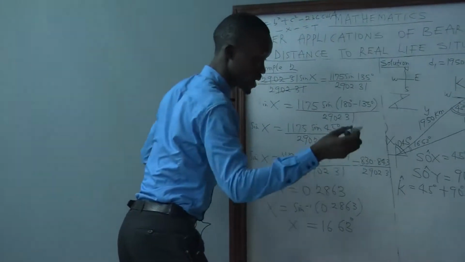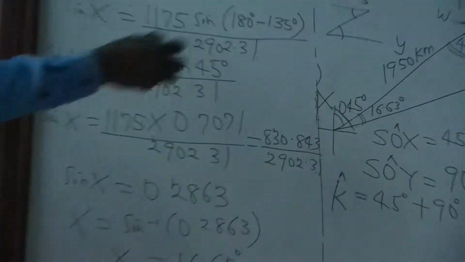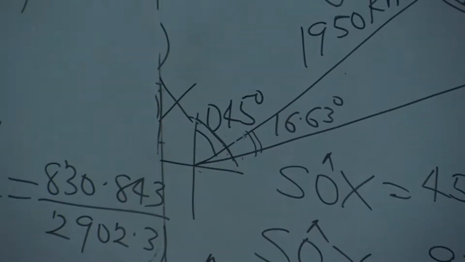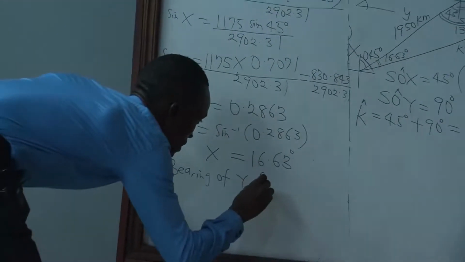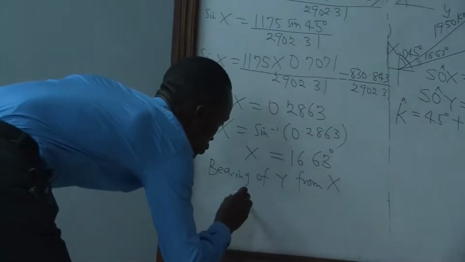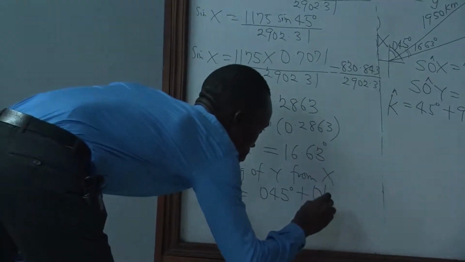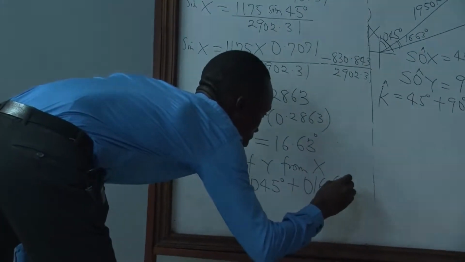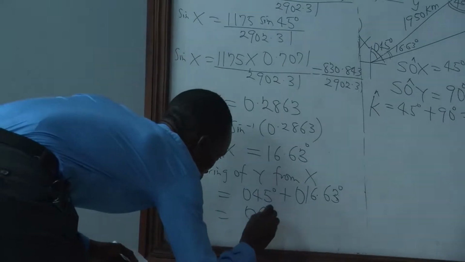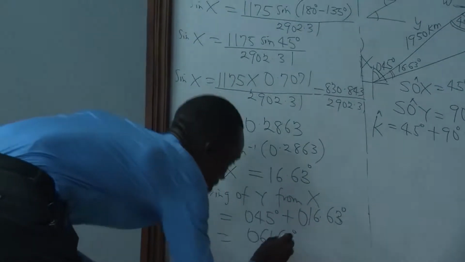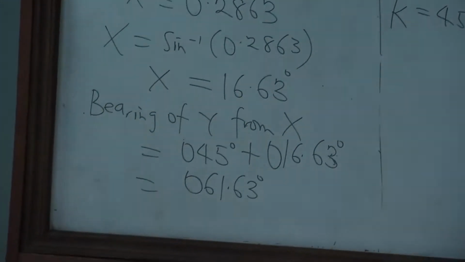And from my previous explanation, I said we are to trace the angle from the north pole to the line that is connecting x to y. Therefore, bearing of y from x will be 045 degree plus 16.63 degree, and that will be 061.63 degree. But the instruction from the question is that we are to do our bearing to the nearest degree.